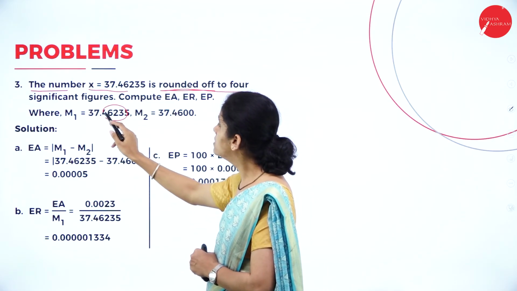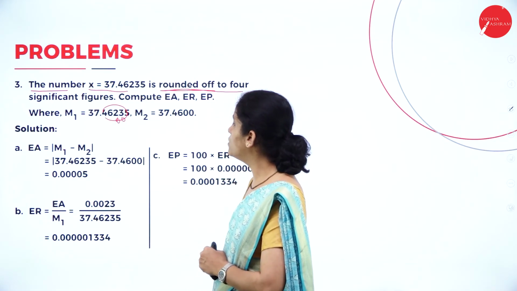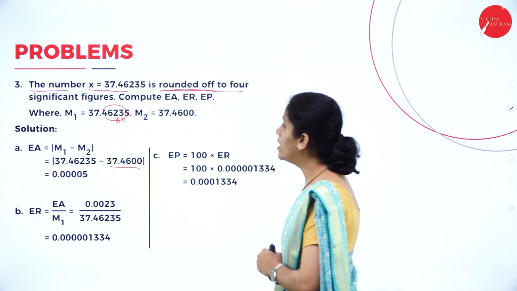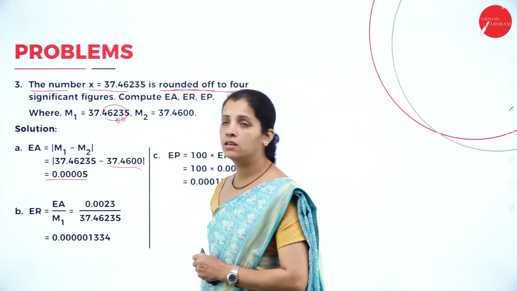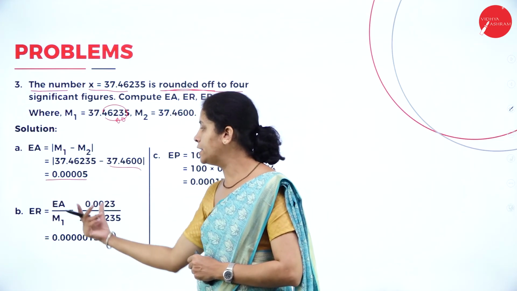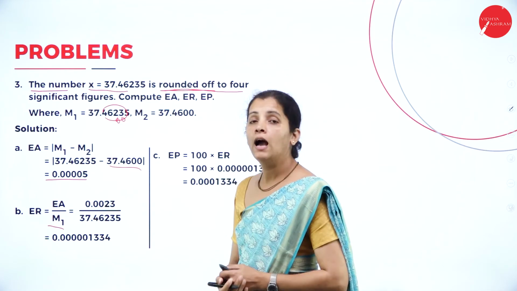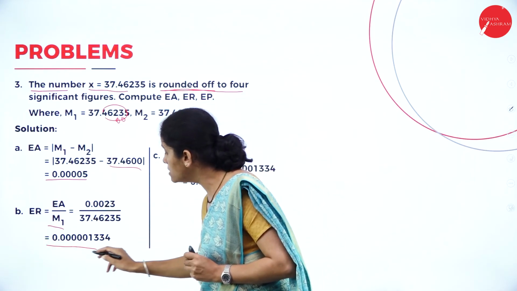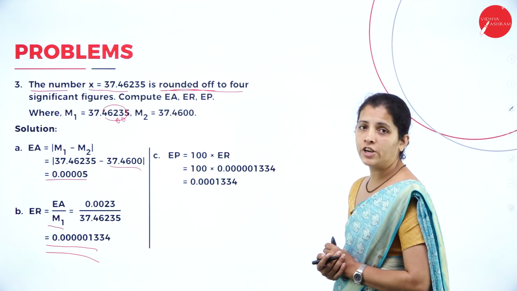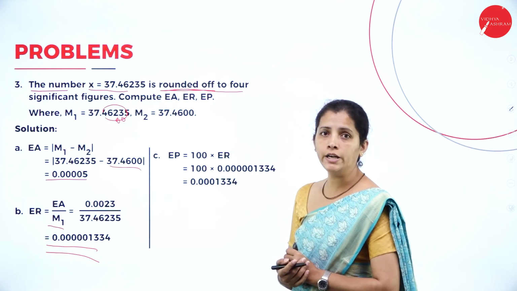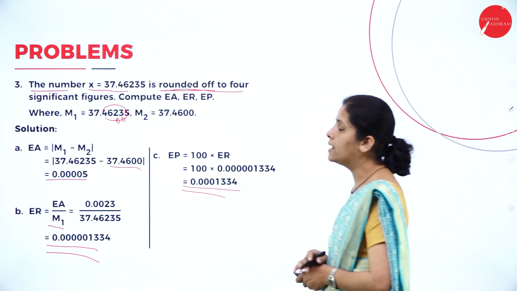When I round this fraction, it is 37.4600. And when I subtract, I'm going to get this output. What about relative error? That's nothing but absolute error divided by M1. And when I divide, I'm going to get this result. Now, dear student, I want to find out percentage error. Then what's the formula? 100 into relative error. And when I multiply, I'm going to get this value.